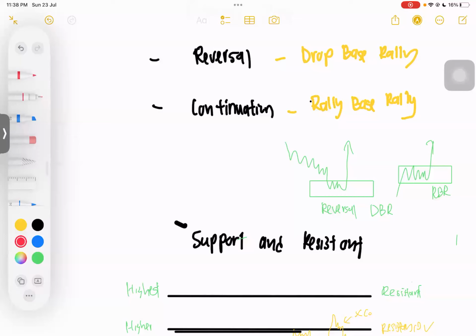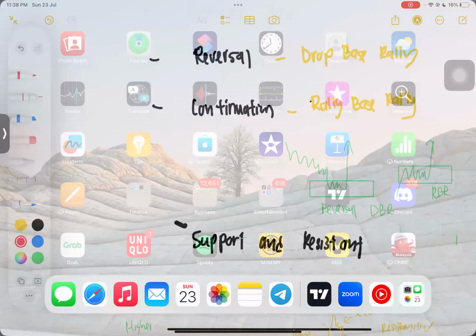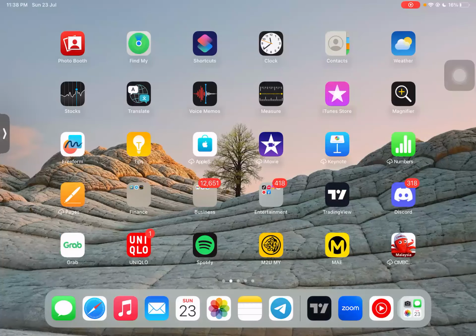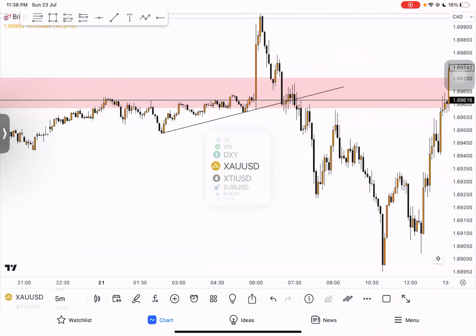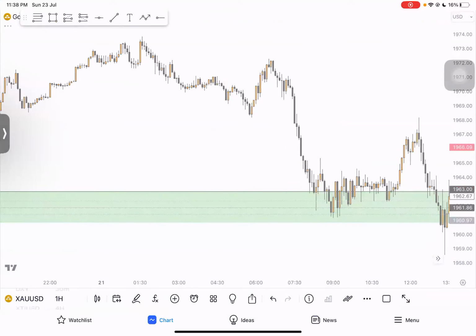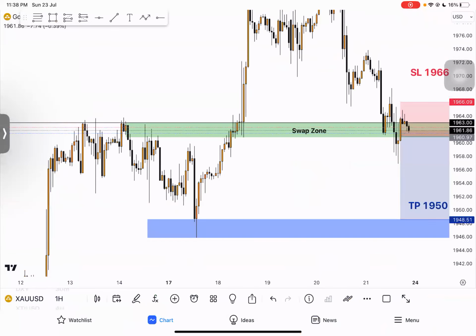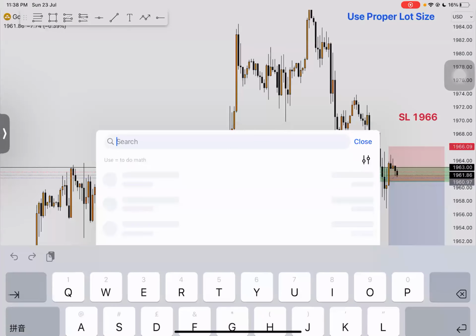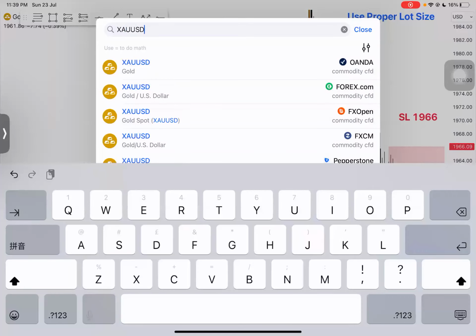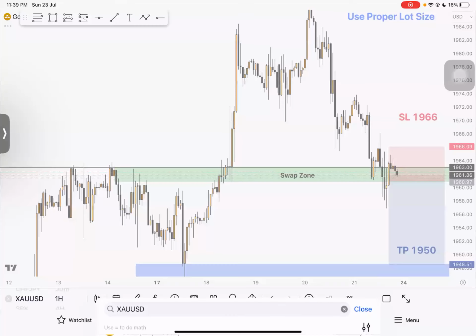Last setup you did the swap zone for gold in an ongoing trend. Do you have a lesson on swap zones? Swap zone is actually the same as SBR and RBS. It's the same concept. Let me show you. You mean the last Friday one for gold, right? Which one? This one, the swap zone. I don't want to cut out this one. Okay, I use another one.